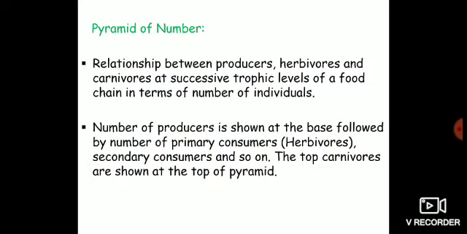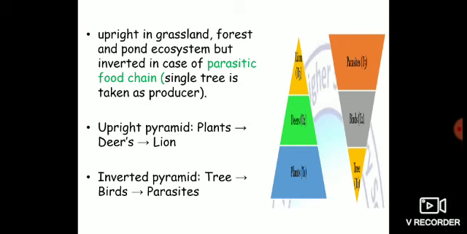First of all, the types of pyramids: pyramid of number. It represents the relationship between producers, herbivores, and carnivores at the successive trophic levels of a food chain in terms of number of individuals. If you are constructing an ecological pyramid and you are taking number of individuals as the defining criteria, you are constructing a pyramid of number. The number of producers is shown at the base, followed by number of primary consumers, I mean herbivores, secondary consumers, and so on and so forth. The top carnivores in a pyramid of number are shown at the top of the pyramid.